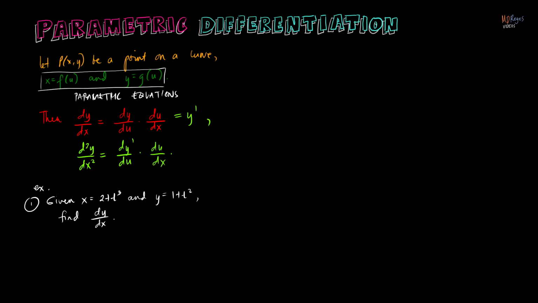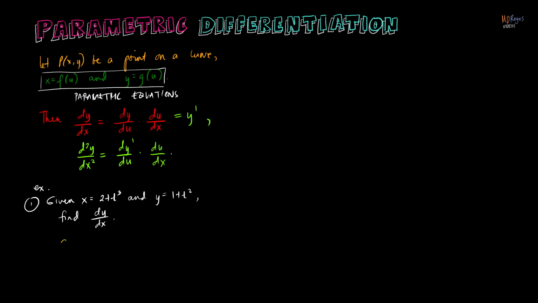In example number 1, given these parametric equations, x and y are both in terms of the parameter t, so x is equal to 2 plus t cubed, and y is equal to 1 plus t squared. We find the derivative of y with respect to x using the formula above. In the formula, we need dy over du, the derivative of y with respect to u, and also the derivative of x with respect to u. So du over dx is the reciprocal of dx over du.